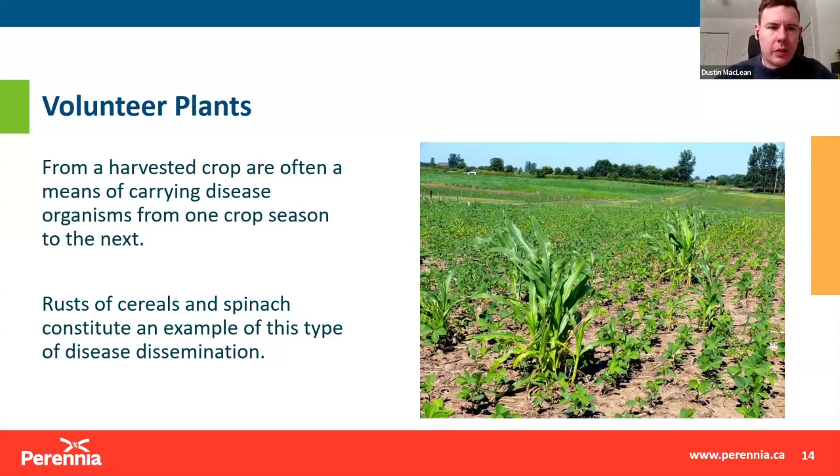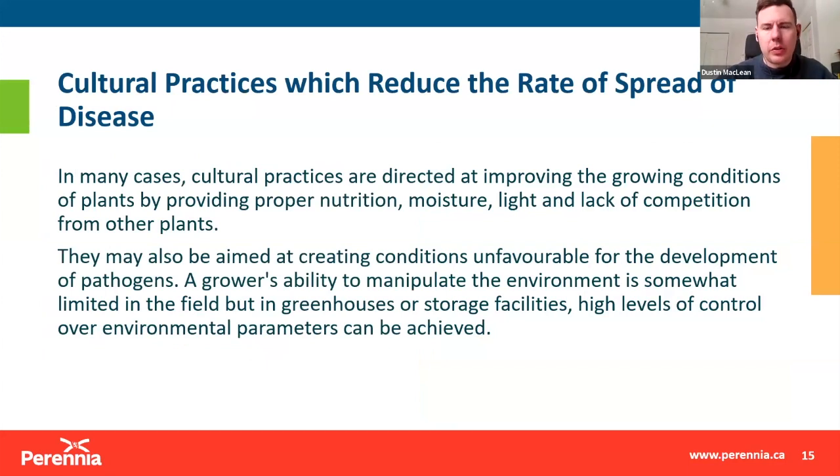Volunteer plants from a harvested crop are often a means of carrying disease organisms from one crop season to the next. Like I mentioned, rusts of cereal and spinach constitute an example of this type of disease dissemination. Now, cultural practices which reduce the rate of spread of disease. In many cases, cultural practices are directed at improving the growing conditions of plants by providing proper nutrition, moisture, light, and lack of competition from other plants. They may also be aimed at creating conditions unfavorable for the development of pathogens.